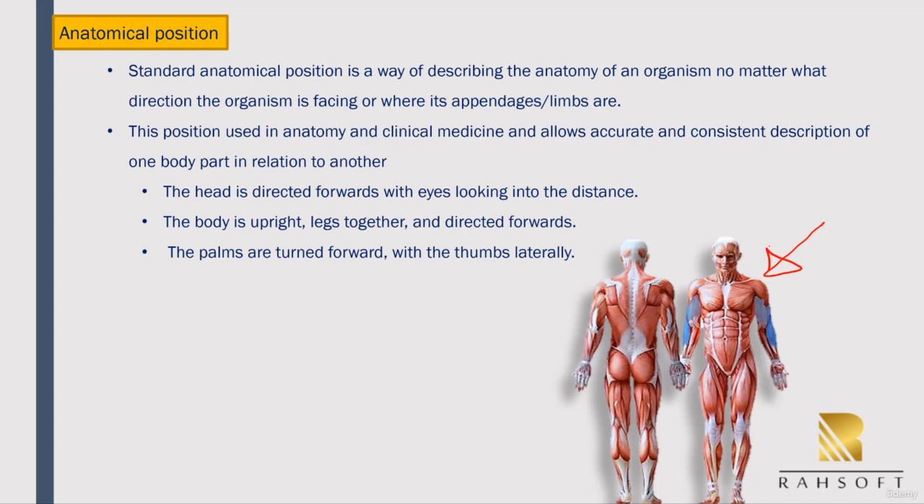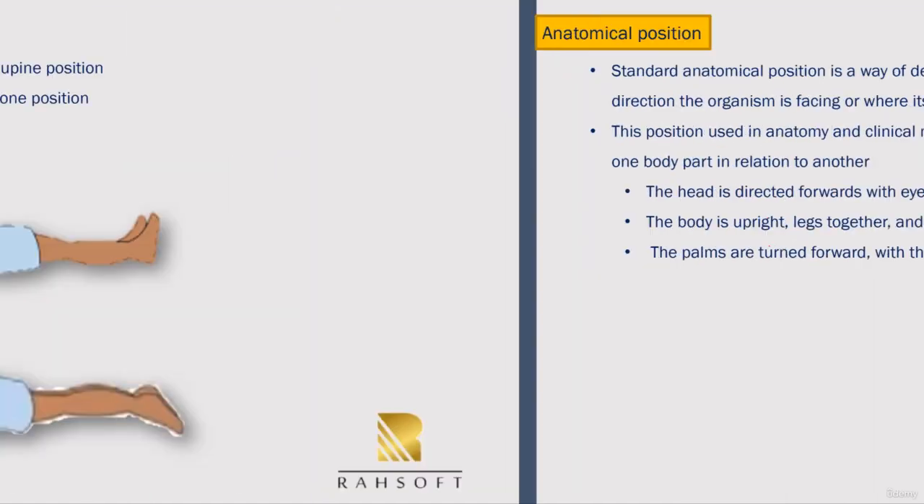And this overall function is that the head is directed forward with the eyes looking into the distance. The body is upright with the legs together, directed forwards, and the palms are turned forward and the thumbs are lateral. And that is the way that the body is normally looked at in the basic anatomical position to help give understanding on what the different body parts are and where they are in relation to the overall system.